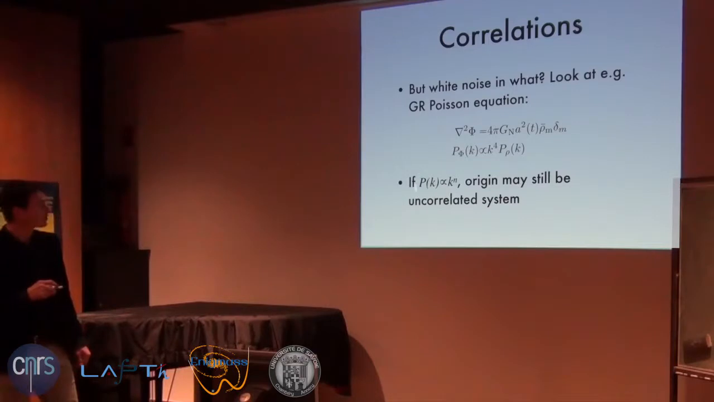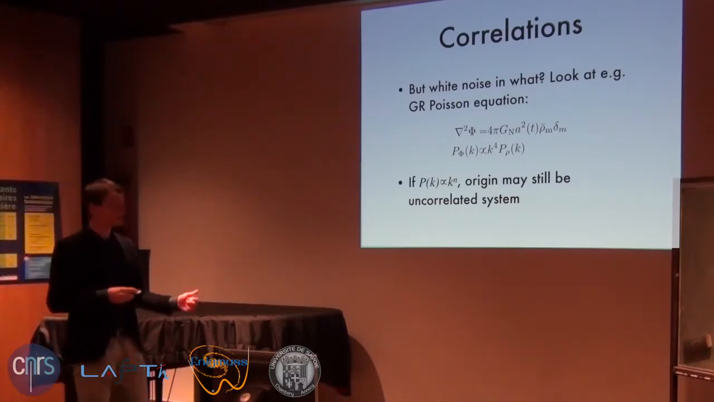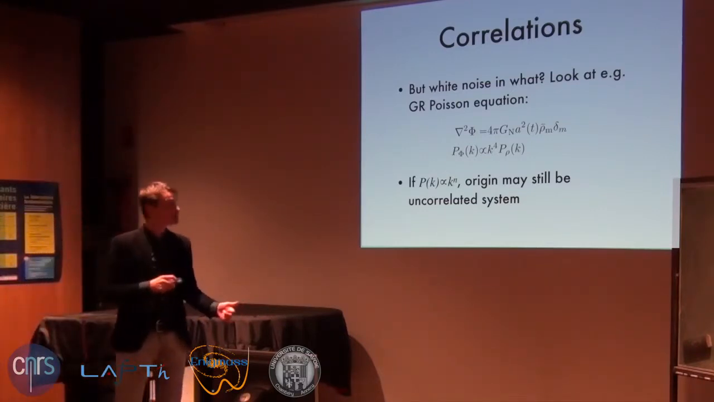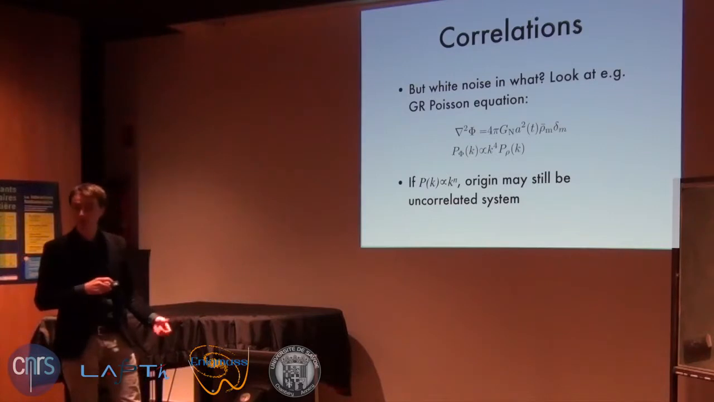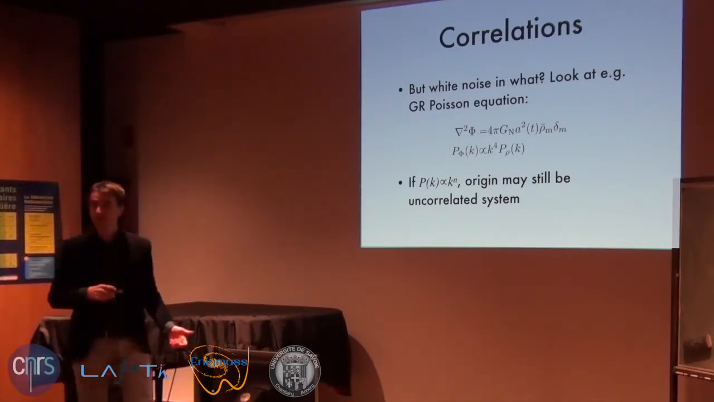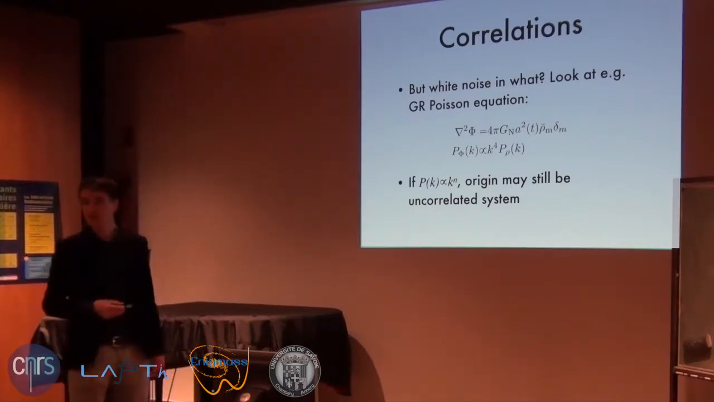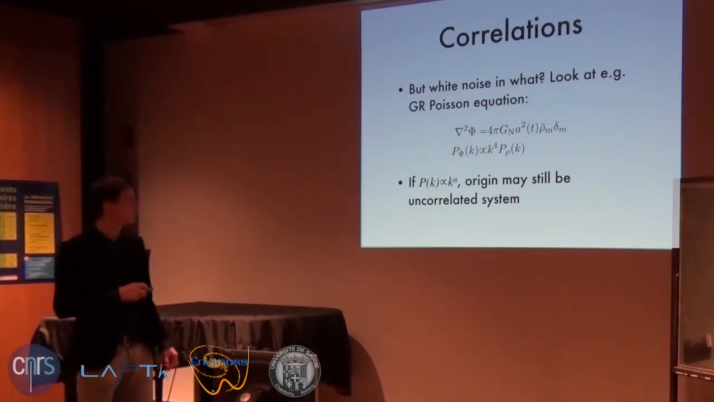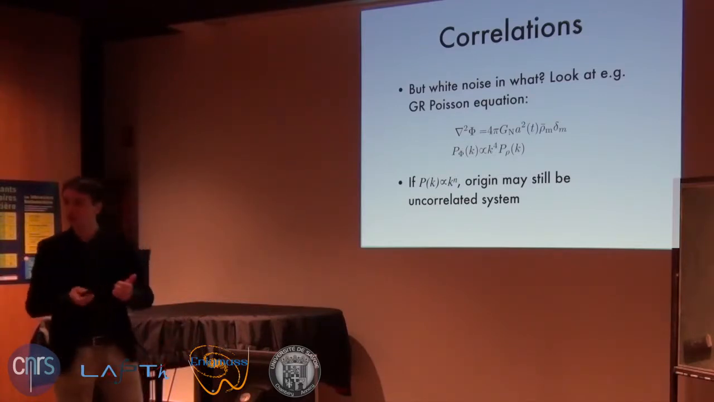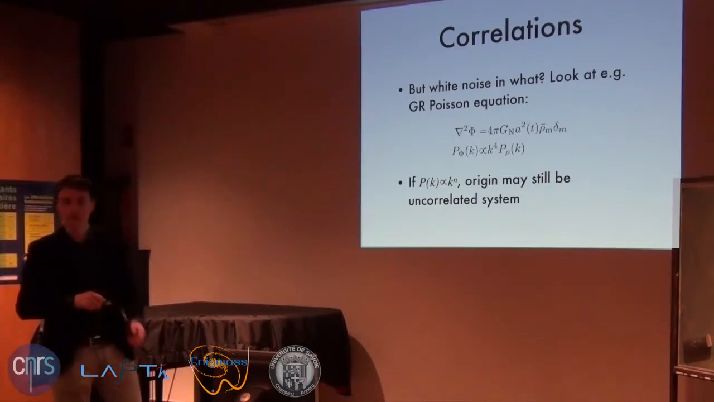So even if you measure a P of k, which has some form of k to the power n, you're still not entirely sure that the origin of the system may be uncorrelated. But you do know that the quantity that you are measuring depends on more positions in space-time than just its autocorrelation. Because if you take the derivative, you need to know of neighboring points. Okay.